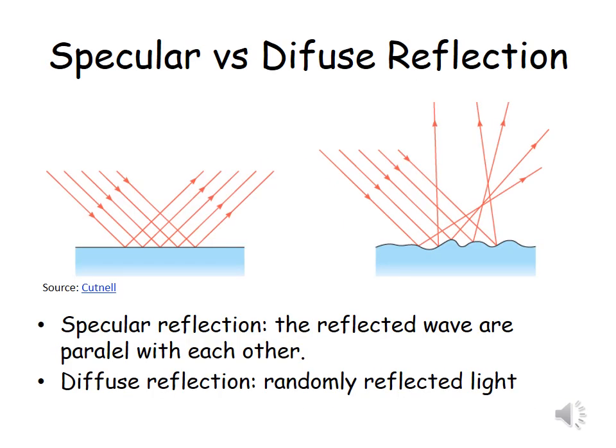Based on the reflected light, there are two types of reflection, specular and diffuse reflection. In both cases, the law of reflection is still obeyed. In the specular reflection, the image produced by the smooth surface is clear, since the reflected waves are parallel with each other as a result of a single orientation of the plane. In the diffuse reflection, we have a randomly reflected light due to the random orientation of the planes, which is not smooth.